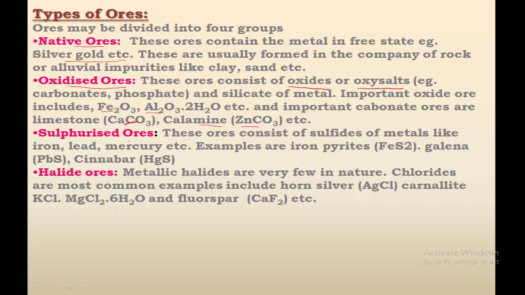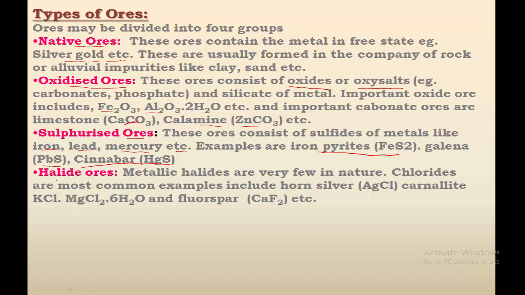So another third type of ores are sulfurized ores or sulfide ores. So these consist of sulfides of metals like iron, lead, mercury, etc. Examples are iron pyrites, FeS2, galena, PbS, cinnabar, HgS.